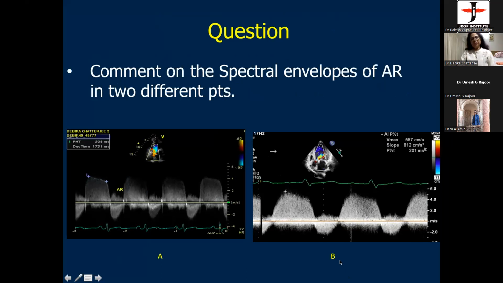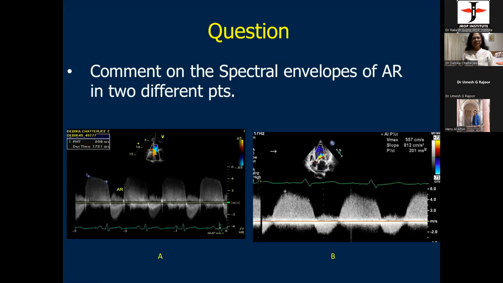So in patient B, the spectral envelope is dense, ma'am. So probably patient B will have more severe AR compared to patient A. And in patient A, how is the spectral pattern? It is not homogeneous, ma'am. It is dense nearer to the base, and as we go up, it becomes less dense. Yeah, it's faint. Okay. And anything else?